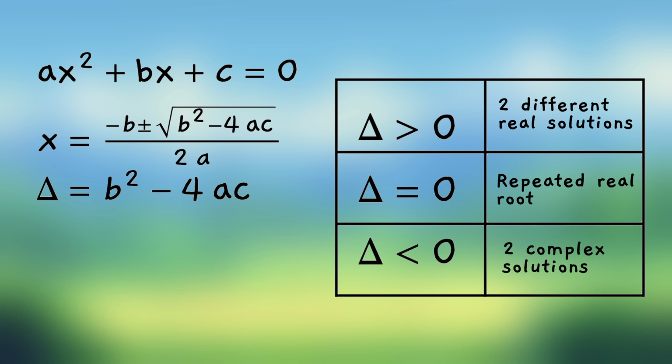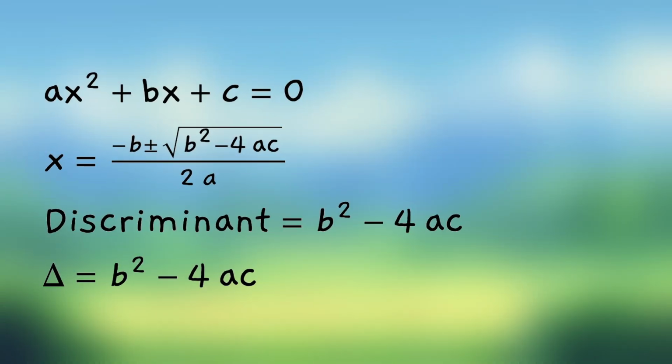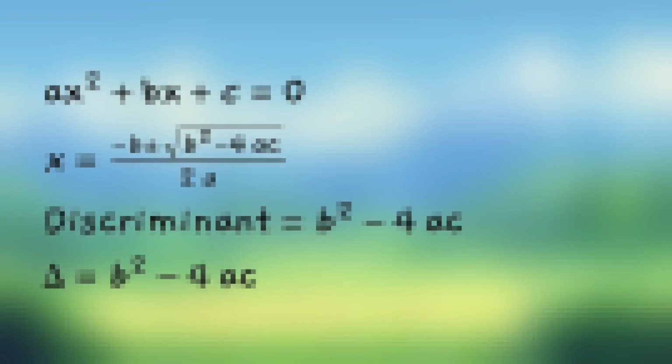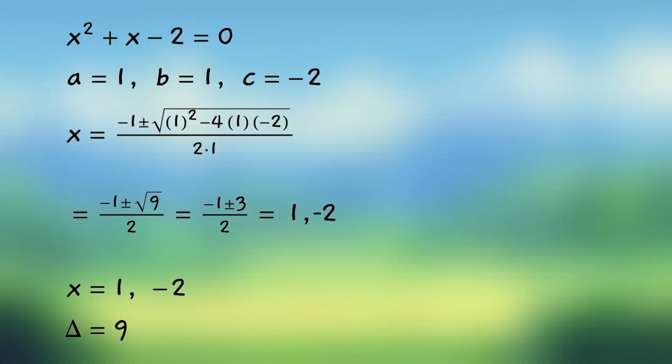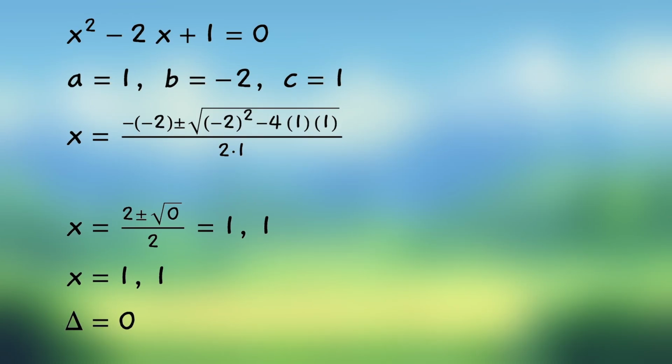Okay, so let's quickly recap. The discriminant is b squared minus 4ac. It's simply the number under the radical. In the example x squared plus x minus 2 equals 0, the discriminant was 9, and the two answers we got were 1 and negative 2. But the takeaway here is that whenever the discriminant is positive, you'll get two different solutions, and those solutions will be real numbers. The second example we looked at was x squared minus 2x plus 1 equals 0. Here the discriminant was 0, and what we got was a repeated root, 1 and 1 in this case.